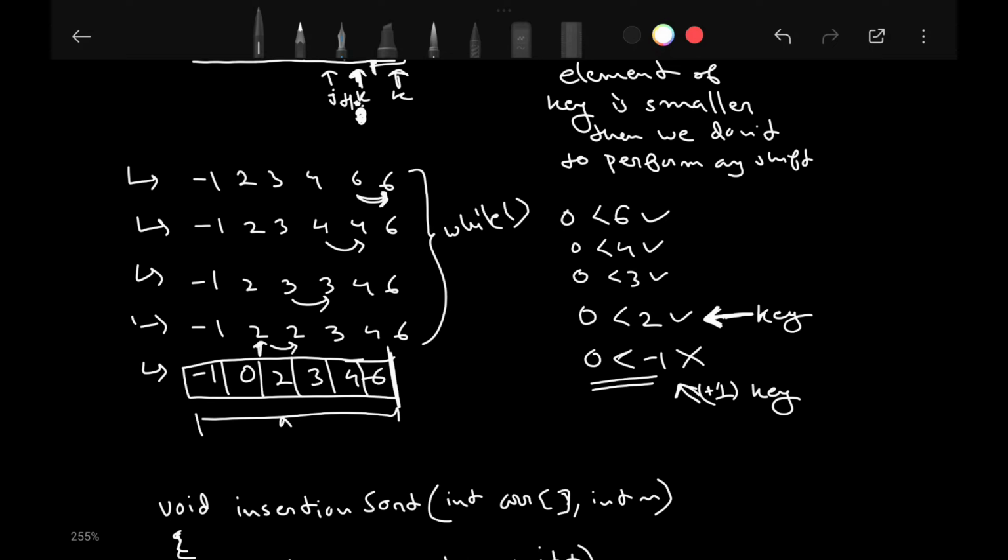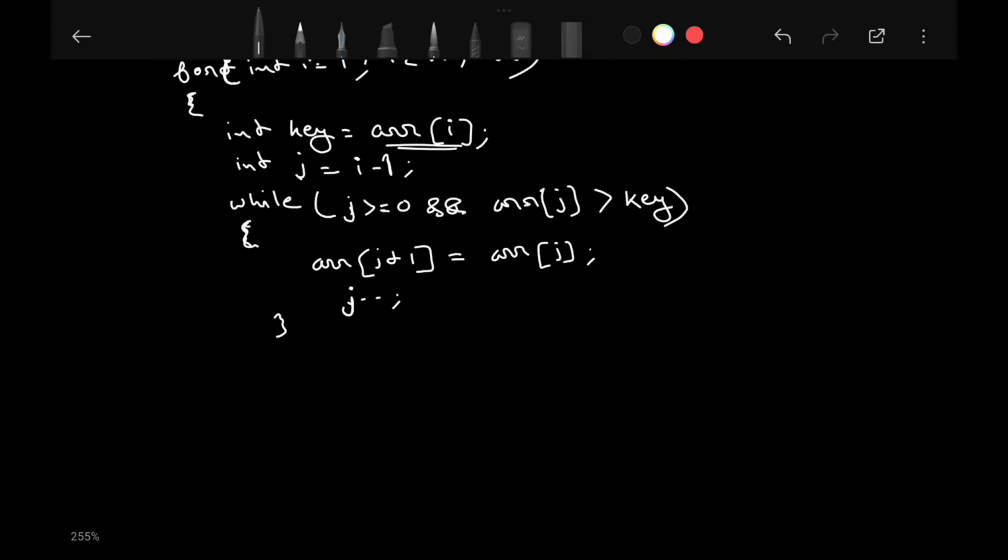The 6 has gone to its right side. Then j will come here. Then after 4 has gone, j will come here, and our loop will go on continuing. That's how our loop will continue to go on. Okay, I hope you are getting it.